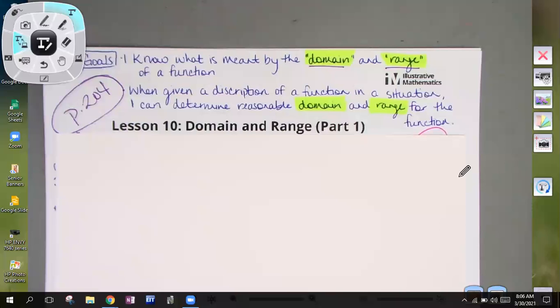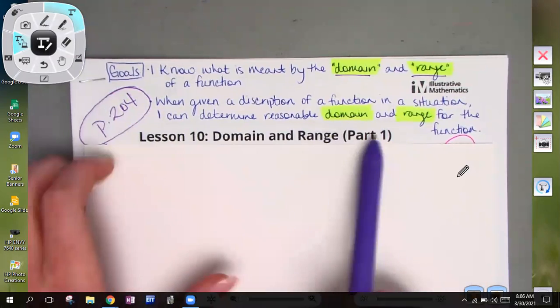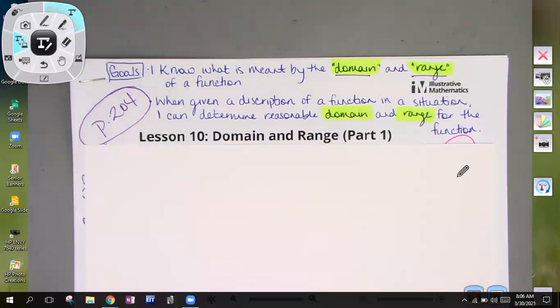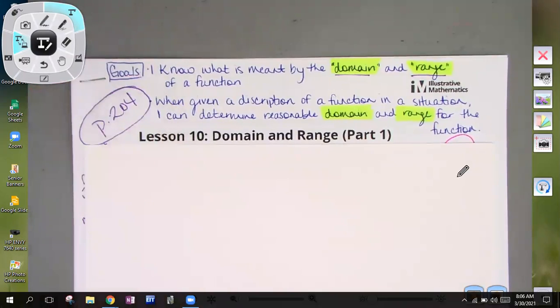Okay, so lesson 10, domain and range, part 1. Lesson 11 is part 2, but like I said, we are combining them all into one. So here we go.